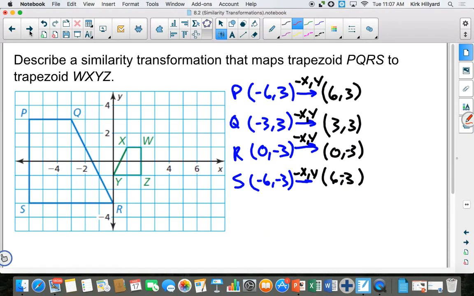Here we have a similarity transformation of a trapezoid. We're going from PQRS to WXYZ. So as you notice here, the orientation is different. If we tried to rotate this shape around, it wouldn't rotate on top of itself. It is smaller as well.